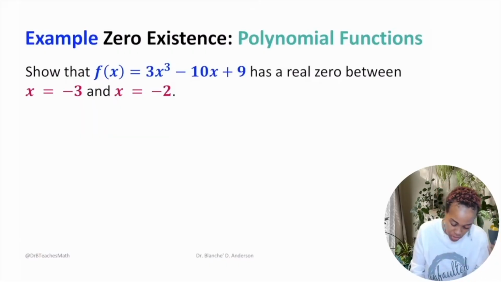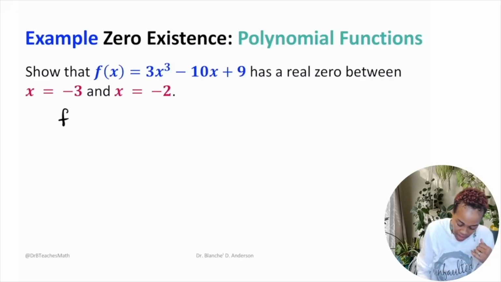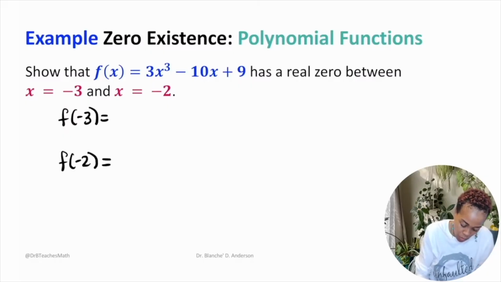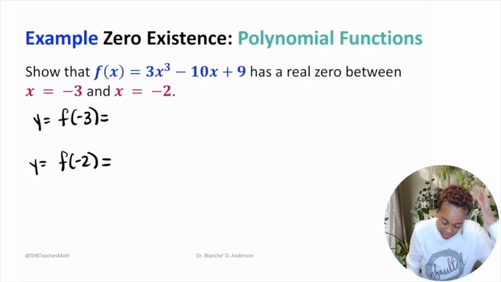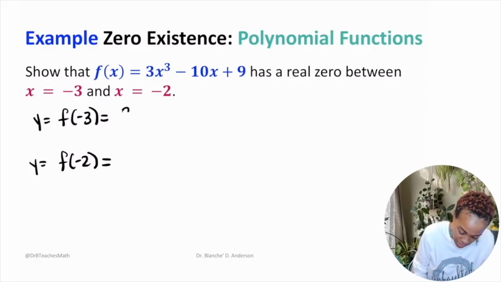So what you do here, essentially, is find f at negative 3, and then find f at negative 2. Remember, y is the same thing as f of x. So that's going to be 3.